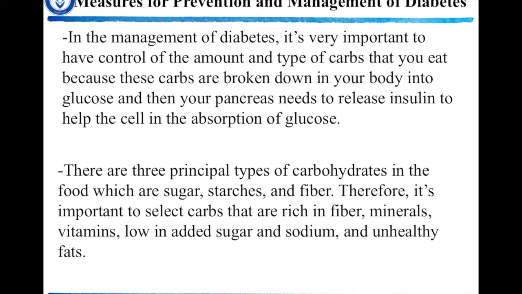In the management of diabetes, it is very important to have control of the amount and type of carbs that you eat, because these carbs are broken down in your body into glucose, and then your pancreas needs to release insulin to help the cells in the absorption of the glucose. There are three principal types of carbs in food, which are sugar, starches, and fiber. Therefore, it's important to select carbs that are rich in fiber, minerals, and vitamins, and low in added sugar, sodium, and unhealthy fats.